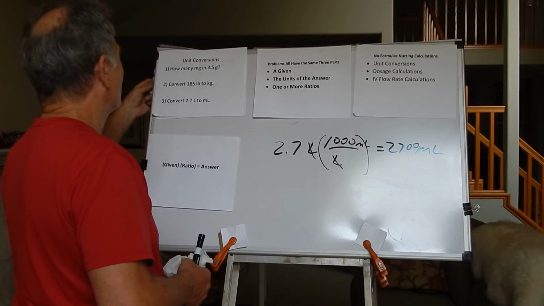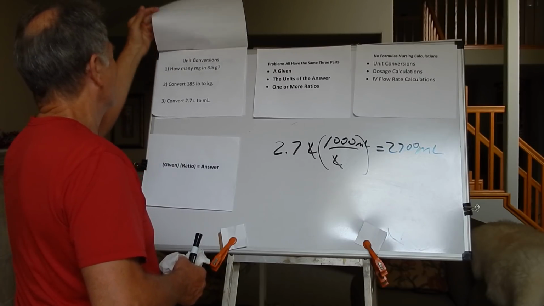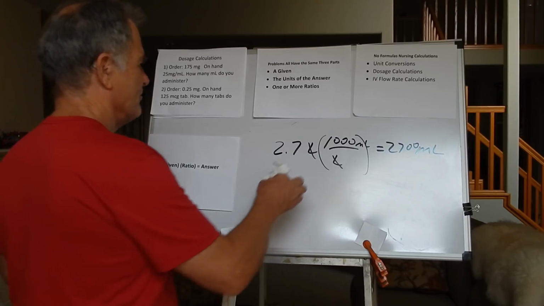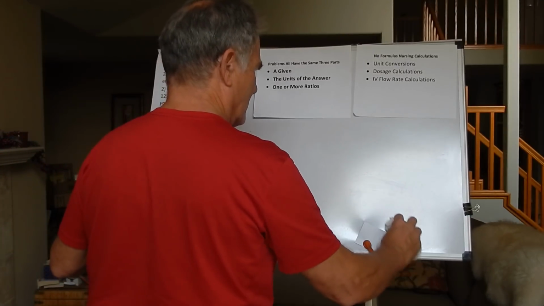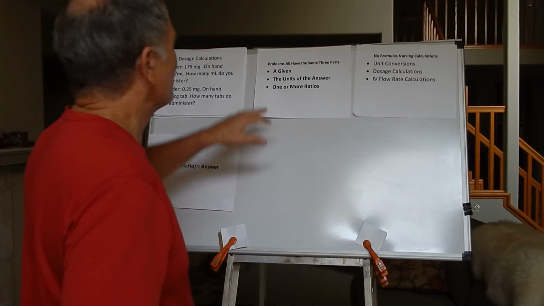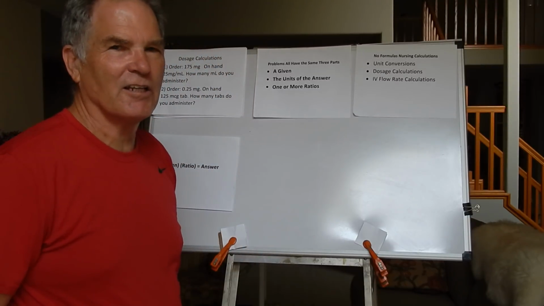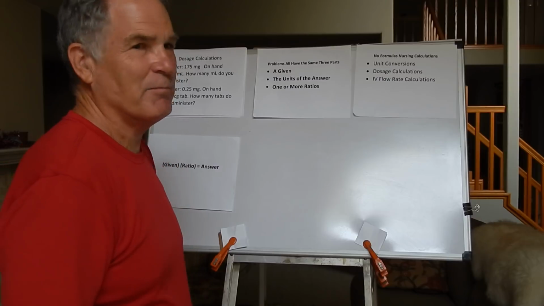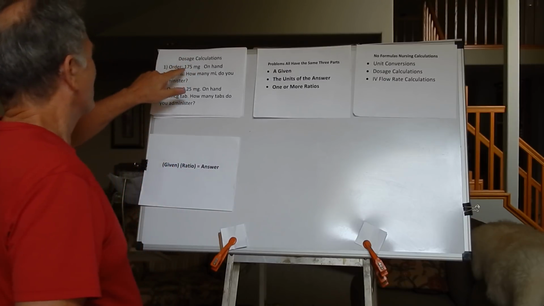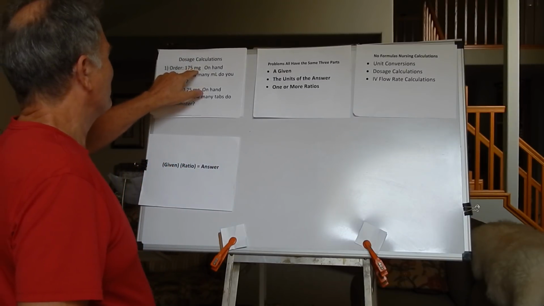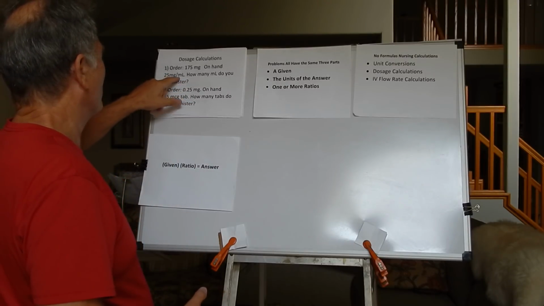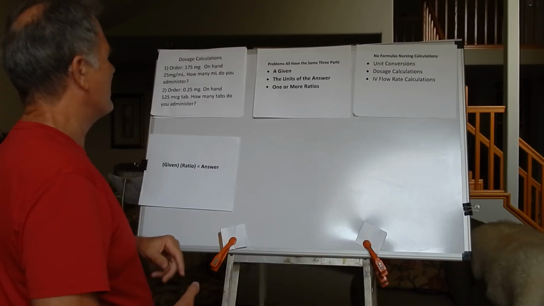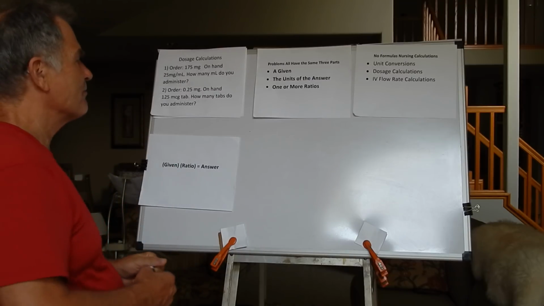Let's move on to dosage calculations. Now the given on dosage calculations is going to be what's prescribed. So the order is 175 milligrams, and on hand you have 25 milligrams per mL. How many mL do you administer?